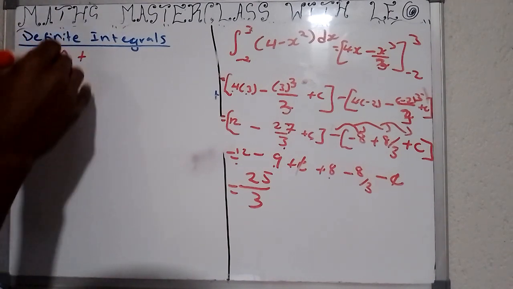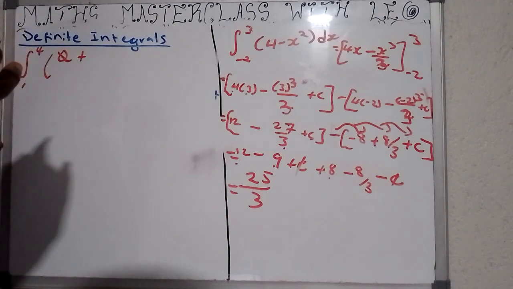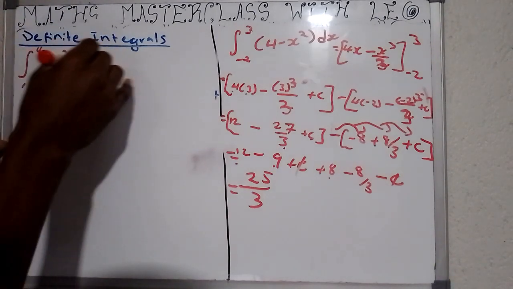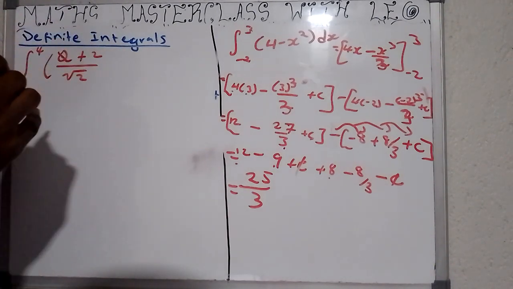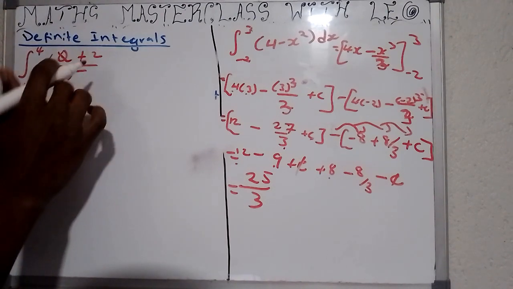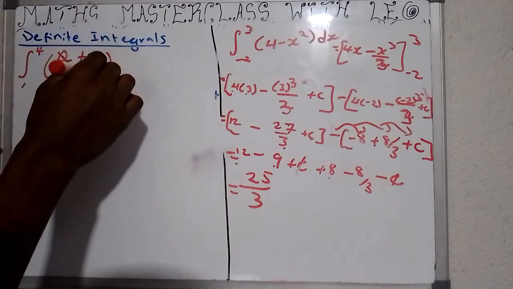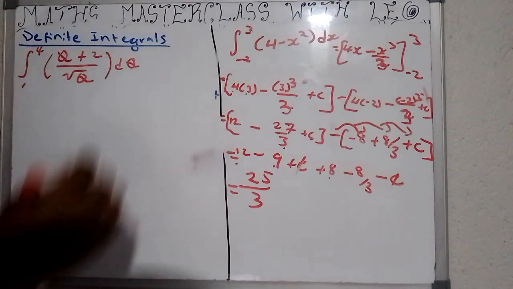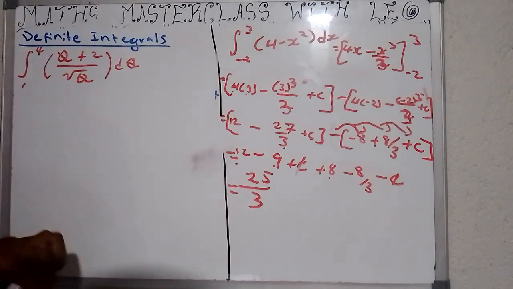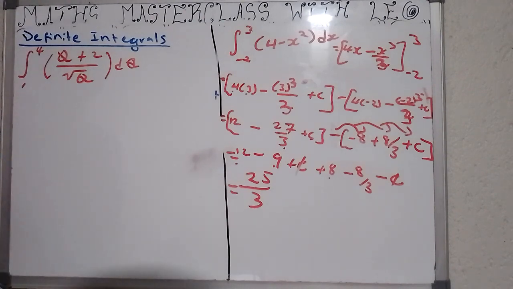Plus, this is my theta. I know it looks like an a cube, but it is theta plus 2 over square root of 2, or square root of theta, d theta. They say they need me to integrate this. How am I going to integrate this?